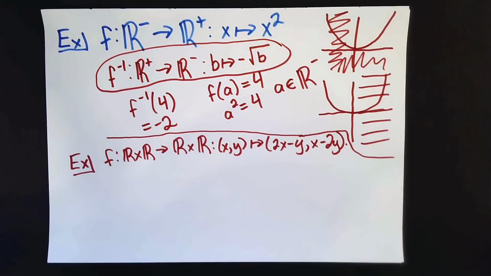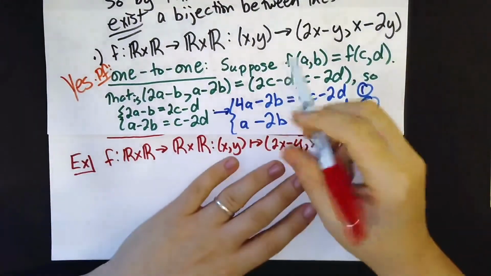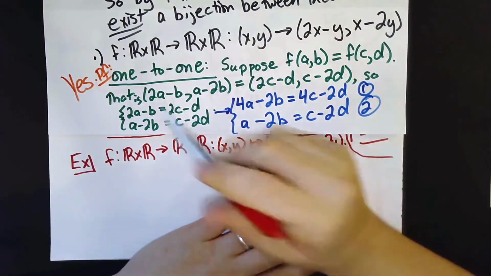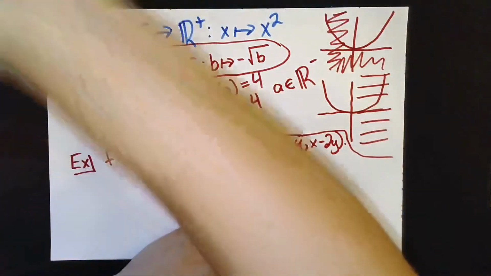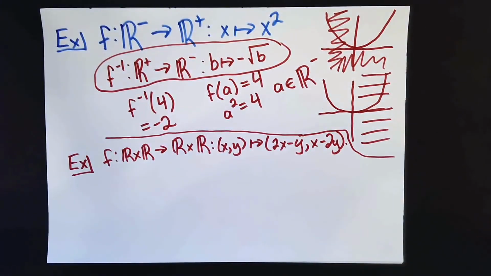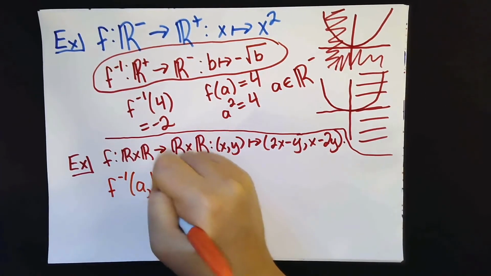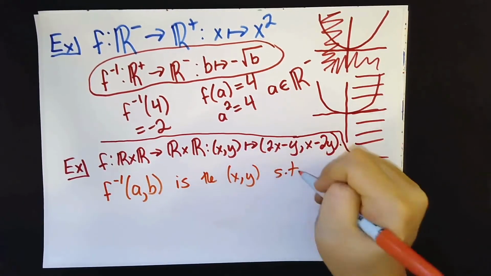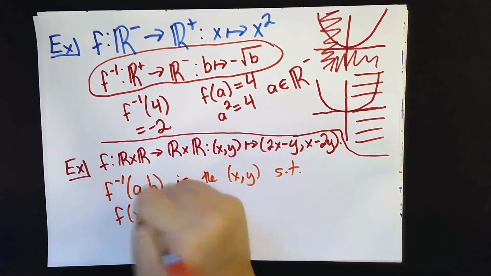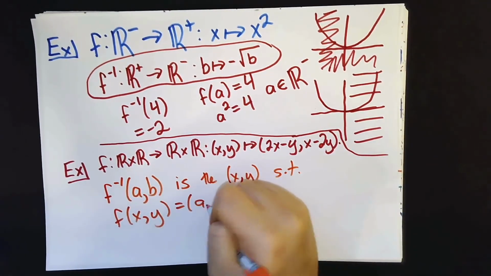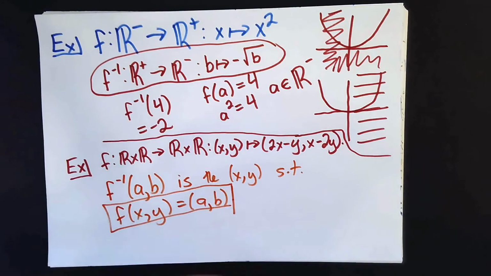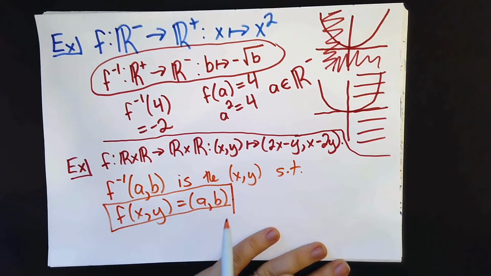Here's another function that we proved was a bijection earlier. It was a fairly involved proof, but we did get that this function was indeed really a bijection between R cross R and R cross R. So what I want us to do now is to calculate the inverse function of this. Okay, and so let's write down the definition first. What is f inverse of (a, b)? It's going to be the (x, y) such that f of (x, y) equals (a, b). So to find the inverse, what we're really doing here is solving this equation.